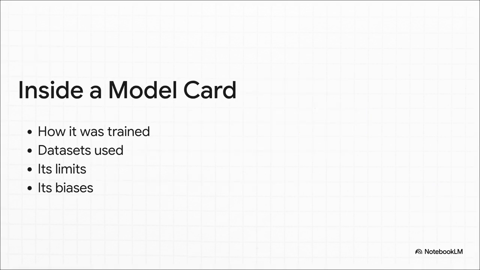So what's actually on this card? All the important stuff. What data was it trained on? That's huge. What was it actually built to do? And maybe most importantly, what are its known limitations? Where's this thing likely to fail or give you weird results? Honestly, using a model without reading its card is like trying to operate heavy machinery without even glancing at the manual. You are just asking for trouble.